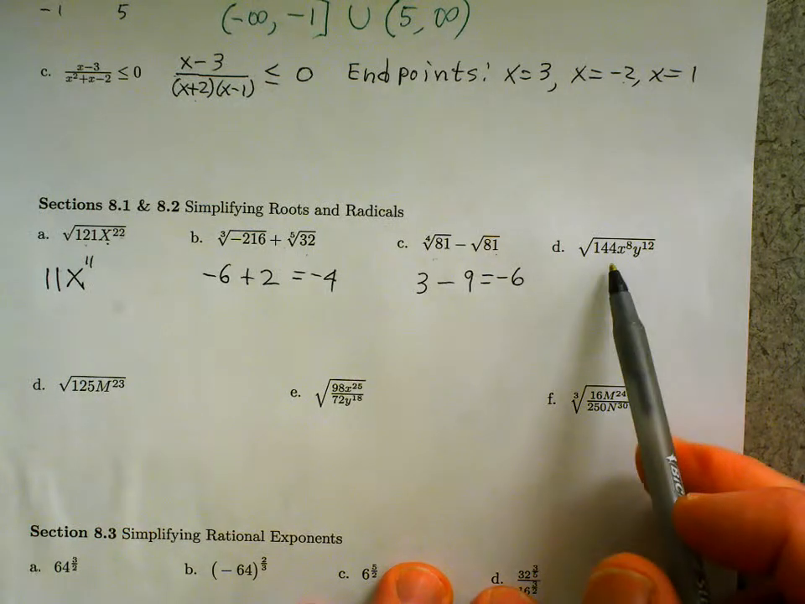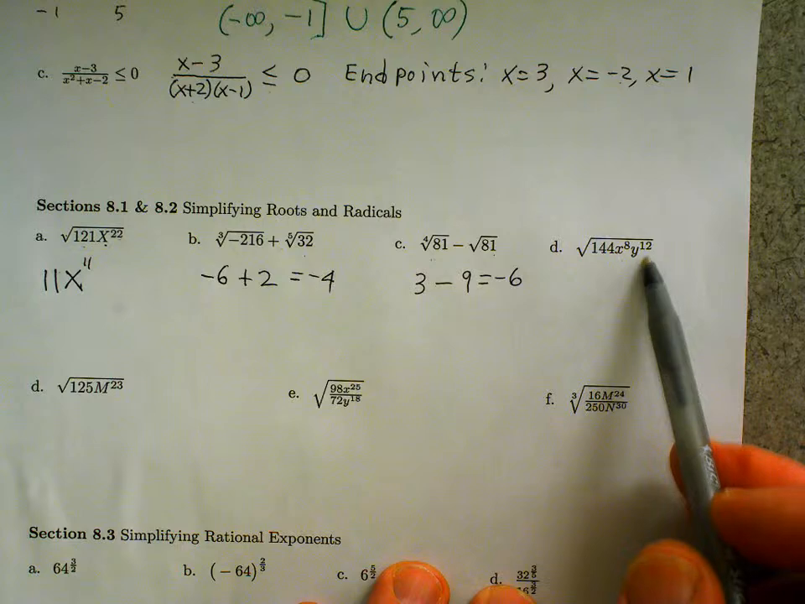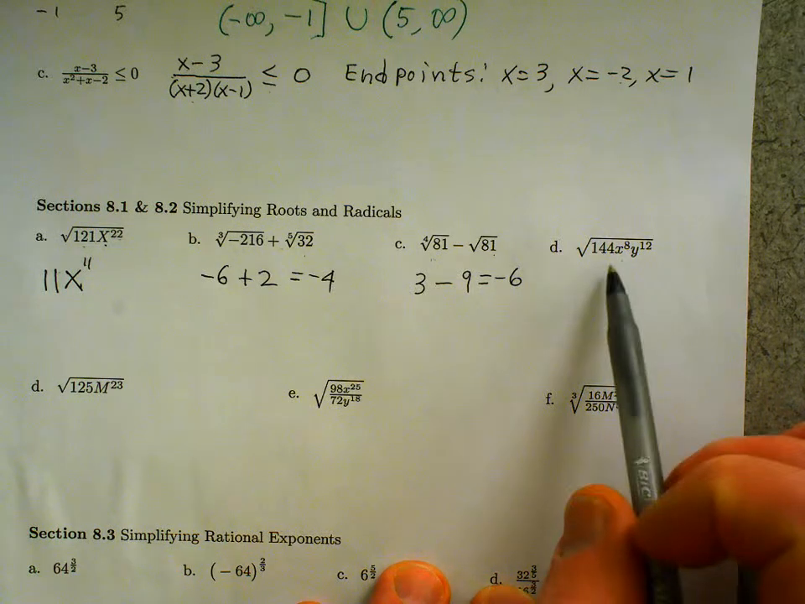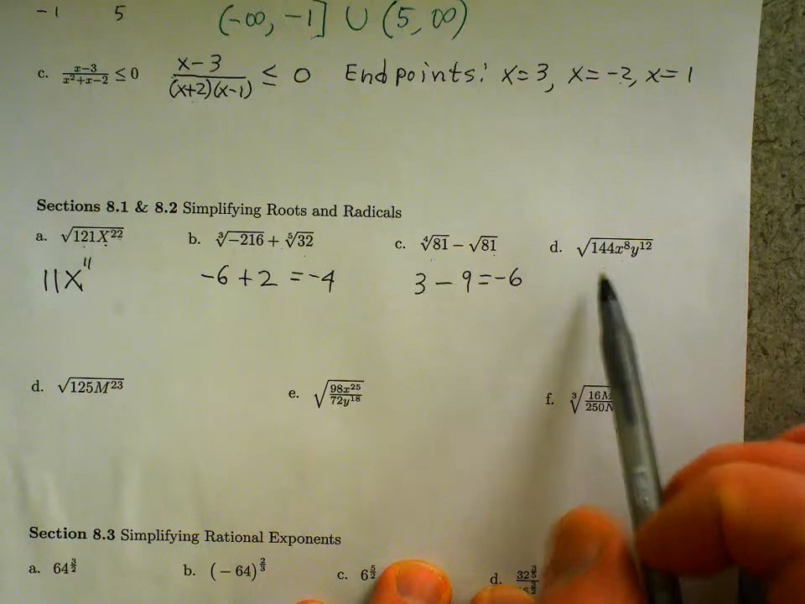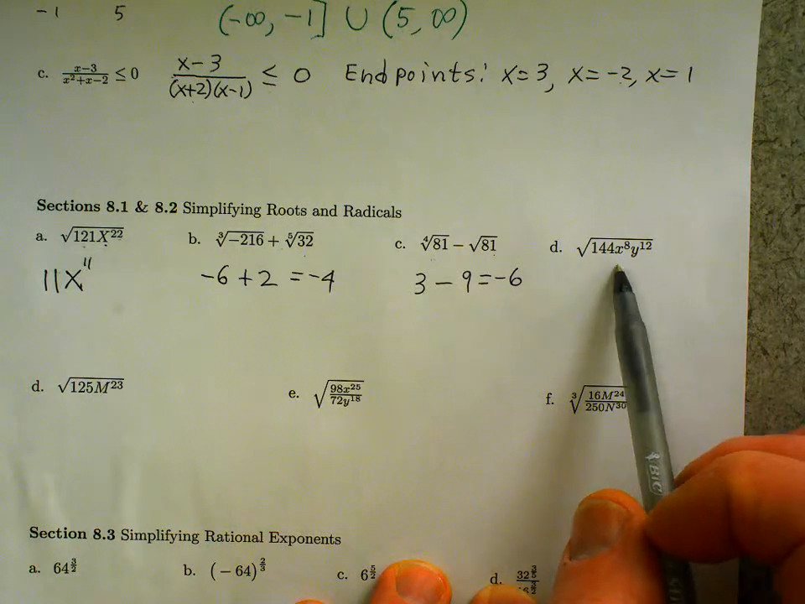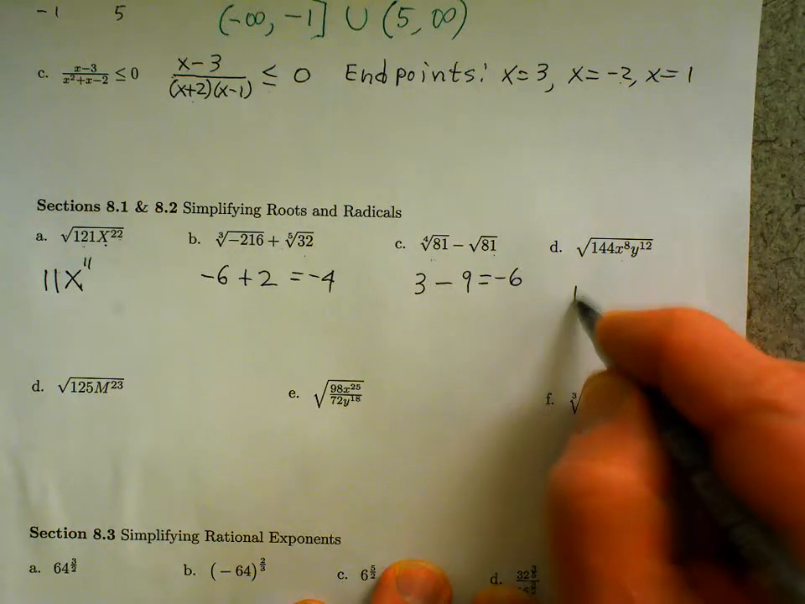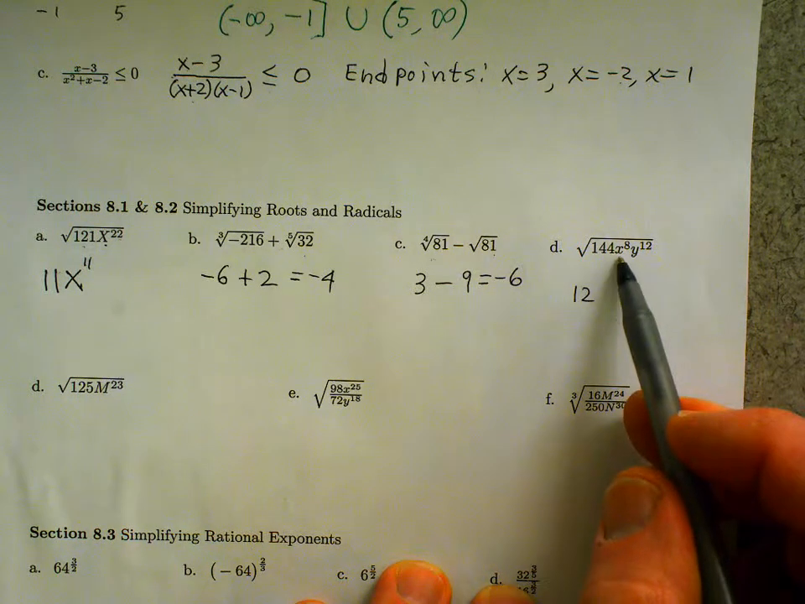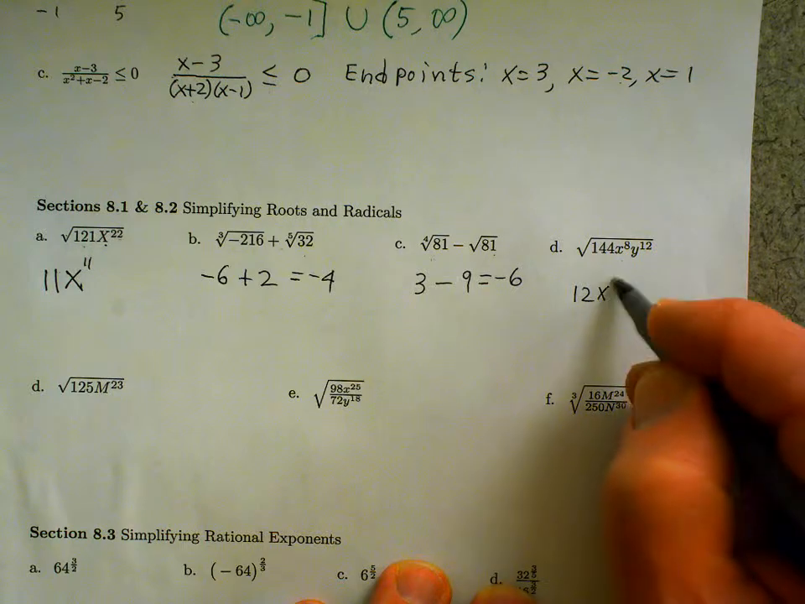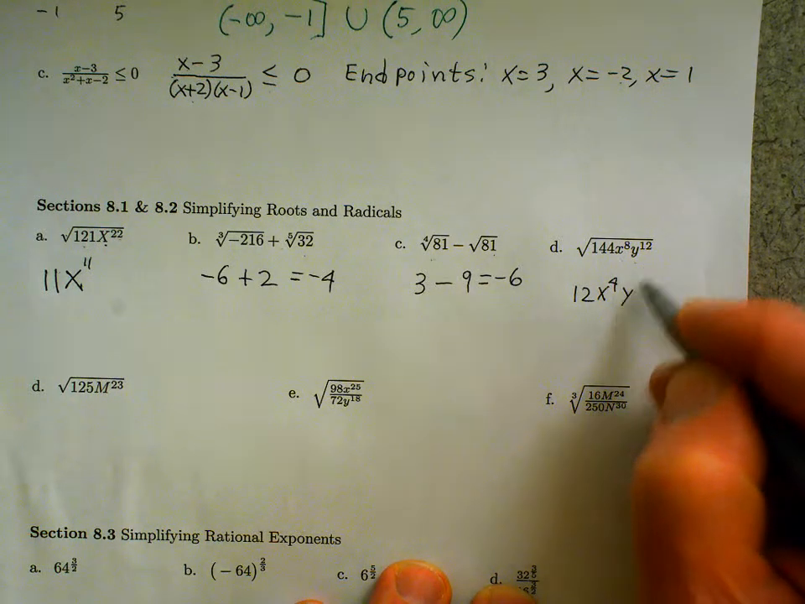The next one, the square root of 144 x to the 8th, y to the 12th. This can be simplified in one step because 144 is a perfect square, and so are x to the 8th and y to the 12th. The square root of 144 is 12. The square root of x to the 8th is x to the 4th. And the square root of y to the 12th is y to the 6th.